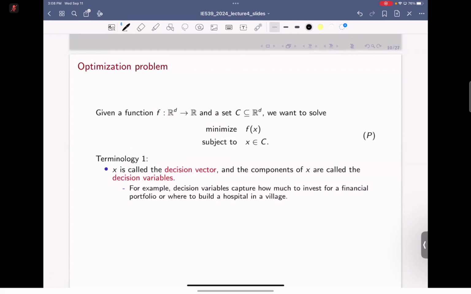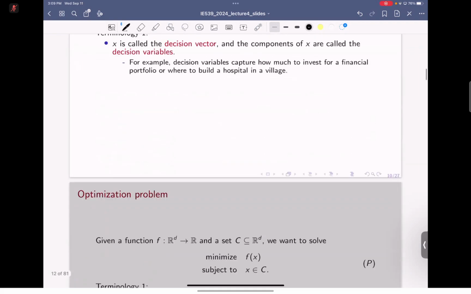If you have a financial portfolio problem, which we're going to talk about in a minute, x can capture how much portion of your budget can be allocated to a certain financial product. That can be an example. Also, if you think about the facility location problem, say you are the mayor of a city and you want to decide the locations of fire stations to build, you can use a variable to capture such a decision.